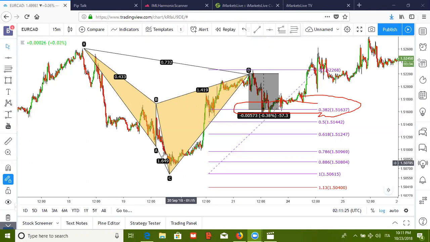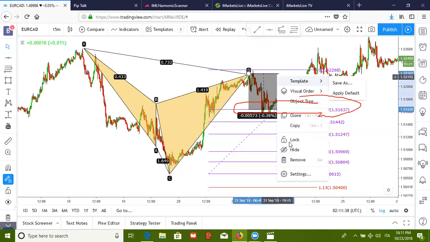So yeah, you gotta start training your eyes to see these different harmonic patterns. Like I say, just aim for target one. Grab your pips and get out of there, and you're good to go.